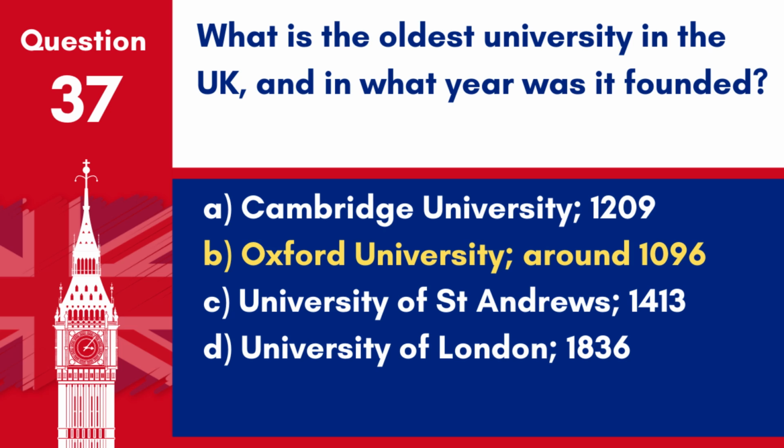Answer B. Oxford University, around 1096. Oxford University is recognized as the oldest university in the UK, with evidence of teaching as early as 1096.